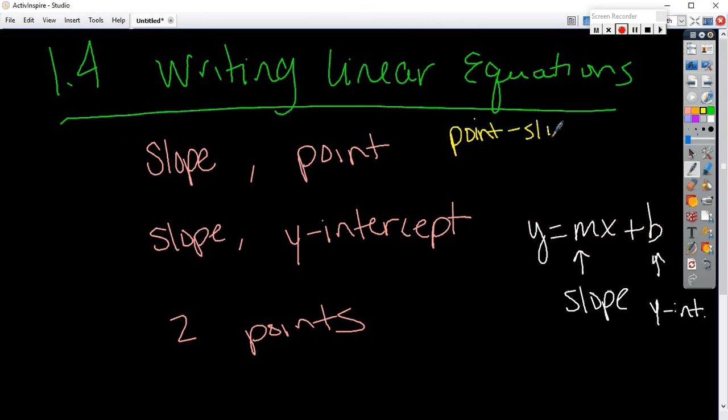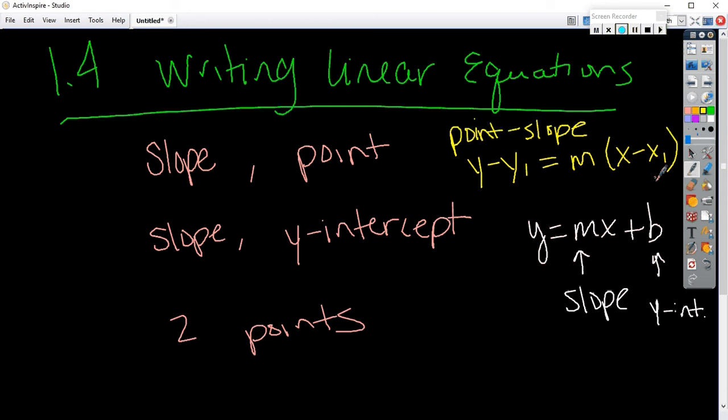Point slope. So that's where we do y minus y1. Keep going. How does it go? Slope times x minus x1. That's the one we will utilize the most because it's the most efficient. x1 and y1 are just a point on the line, any point at all, and it doesn't matter what it is.